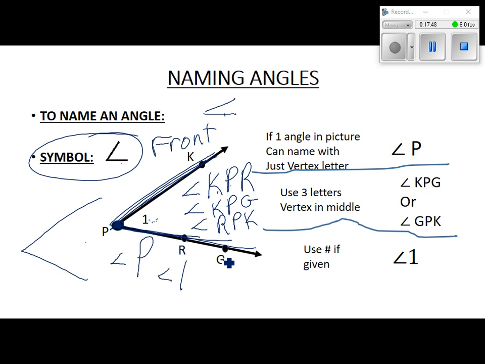3 letters, symbol out front. Notice what's always in the middle. The vertex has to be the middle letter every time. Go ahead and copy whatever down you need to copy down off that slide.